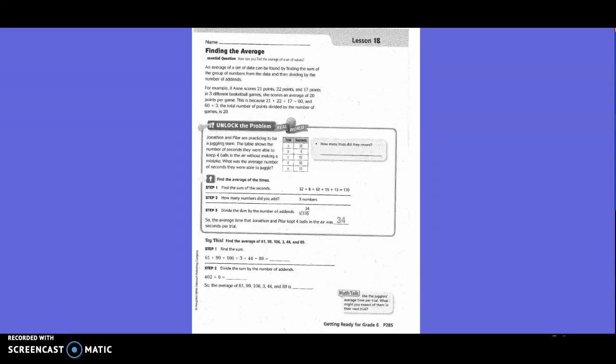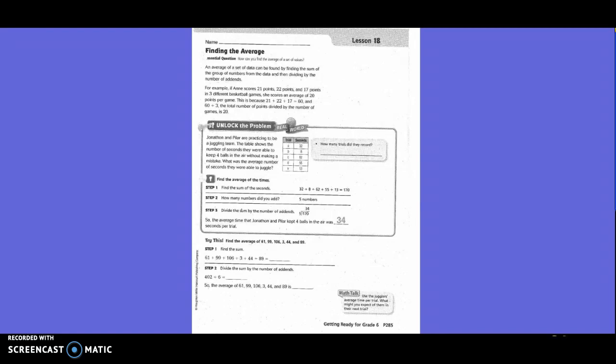Fifth grade, getting ready for sixth grade, lesson 18, finding the average. An average of a set of data can be found by finding the sum of a group of numbers from the data and then dividing by the number of addends. For example, if Anne scores 21 points, 22 points, and 17 points in 3 different basketball games, she scores an average of 20 points per game. This is because 21 plus 22 plus 17 equals 60, and 60 divided by 3, the total number of points divided by the number of games, is 20.